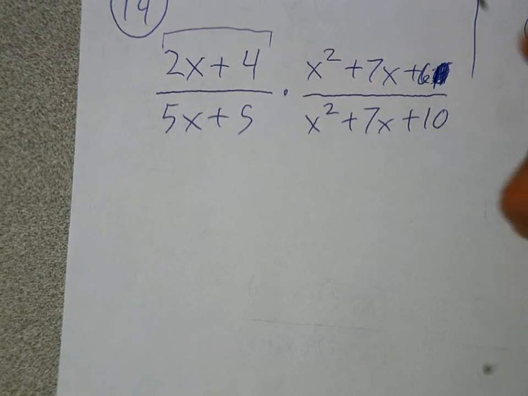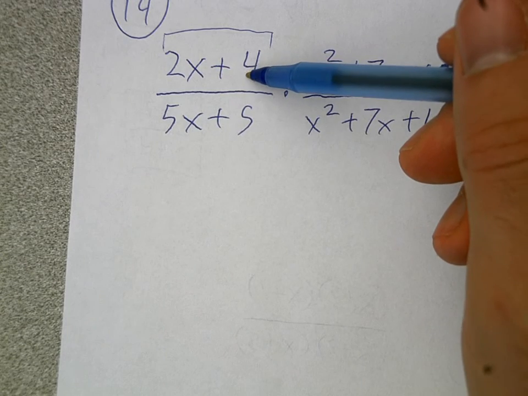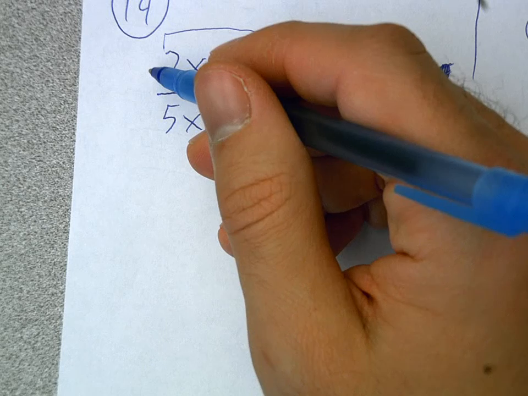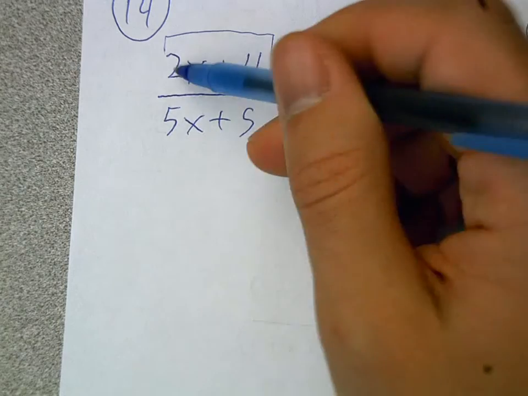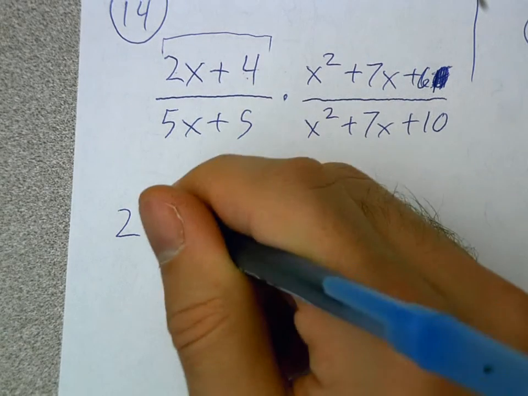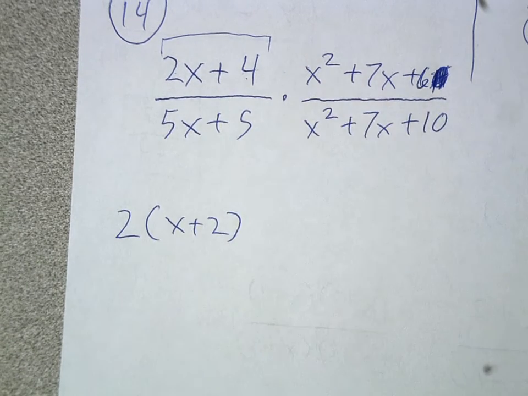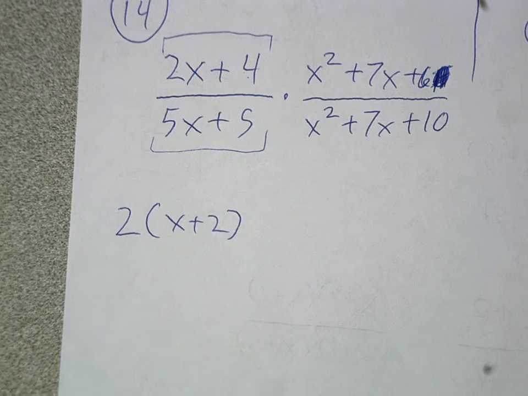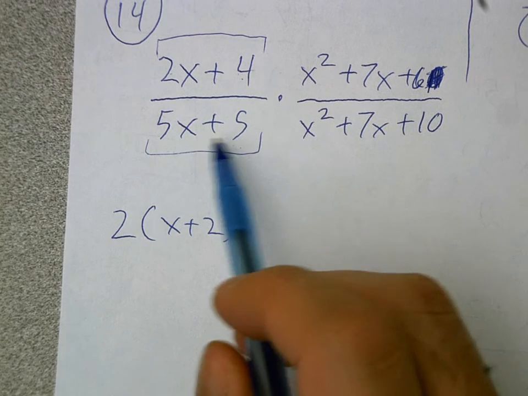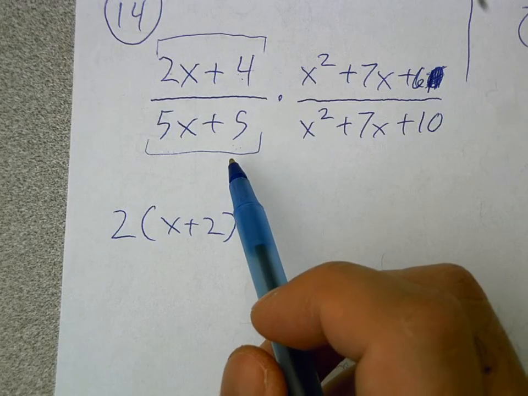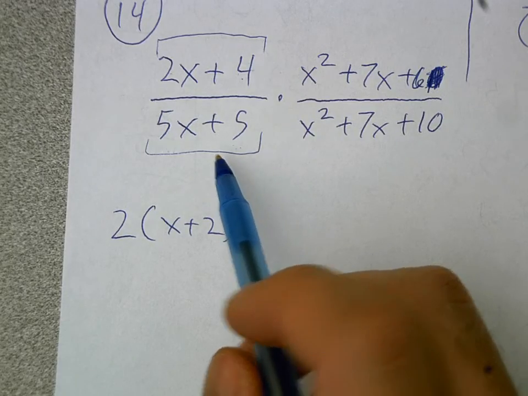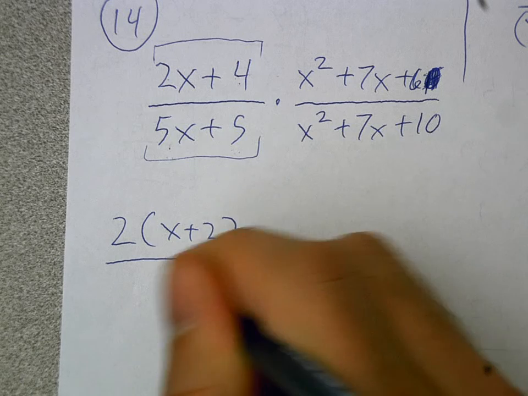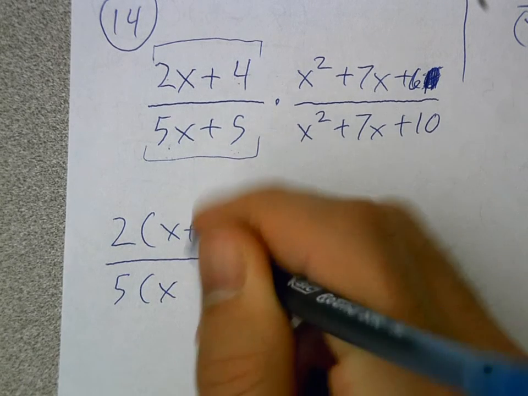So, Joel, what goes into 2 and 4? 2. And again, especially if you were stuck on this, everybody's attention here. I can take a 2 out of both of those, leaving me with x plus 2. How about the bottom, 5x plus 5? What do they have in common? Anakin, what can I take out of those two terms? Do they have something in common? 5. Yes. So we can take out a 5. And if I take out the whole 5 there, I'm going to leave a 1 in its place.